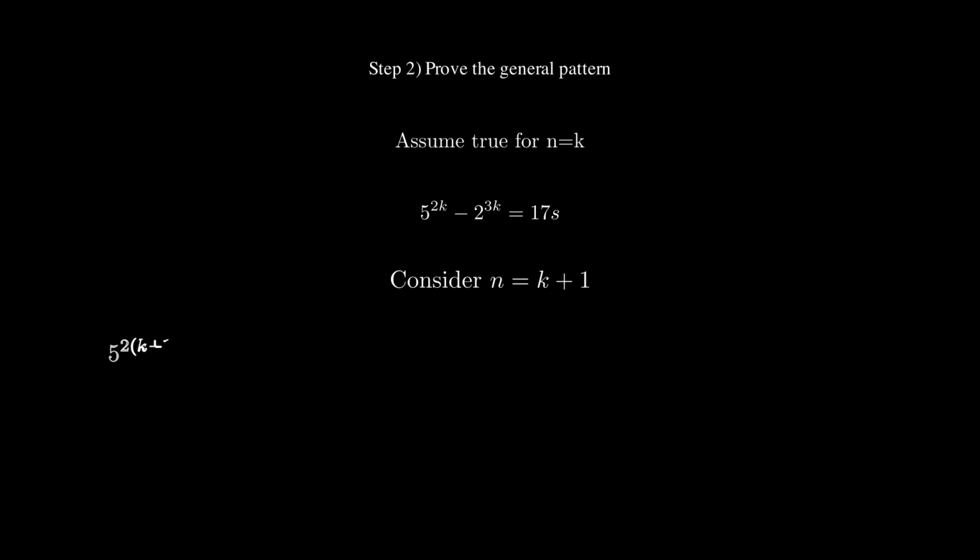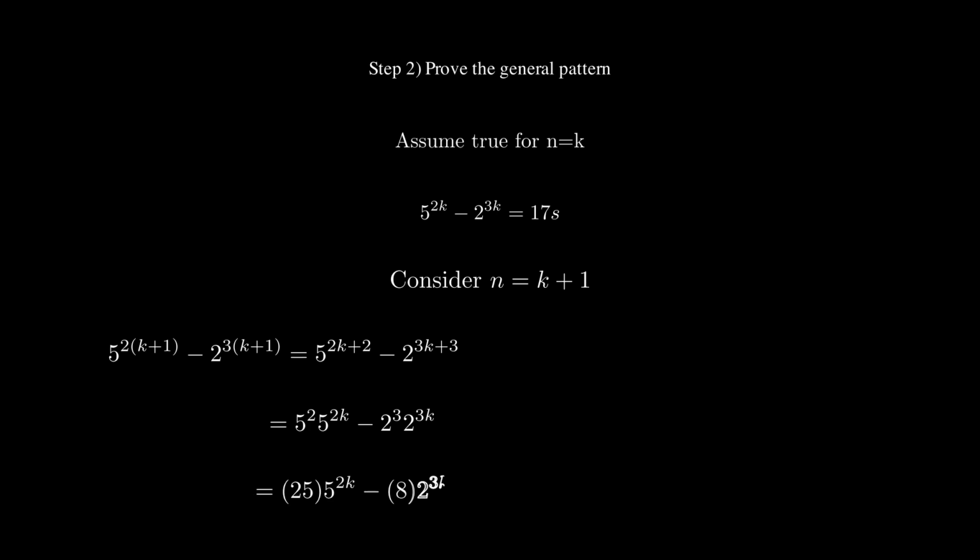We put k plus 1 into our equation. So we have 5 to the power of 2 times k plus 1 minus 2 to the power of 3 times k plus 1. We multiply out the powers. So we end up with 5 to the power of 2k plus 2 minus 2 to the power of 3k plus 3. Now from our laws of powers, you know that if the powers are added together, this is the same as the bases being multiplied. So we have 5 to the power of 2 times 5 to the power of 2k. Similarly, we have minus 2 to the power of 3 times 2 to the power of 3k. Multiplying this out, this is 25 times 5 to the power of 2k minus 8 times 2 to the power of 3k.